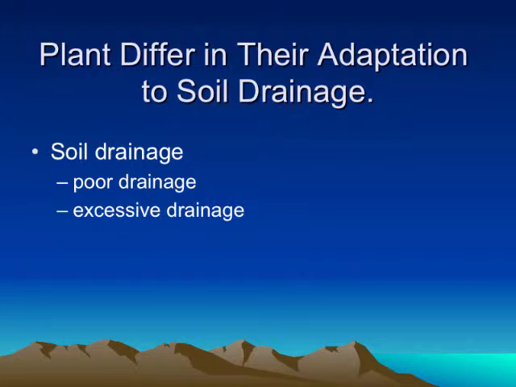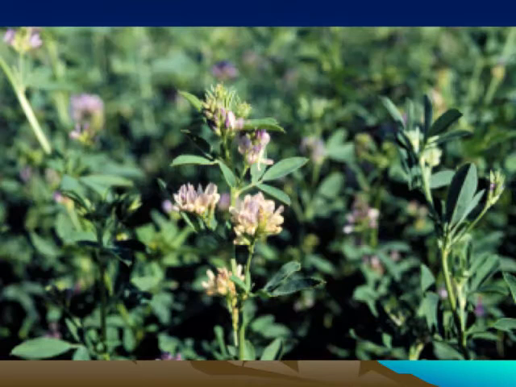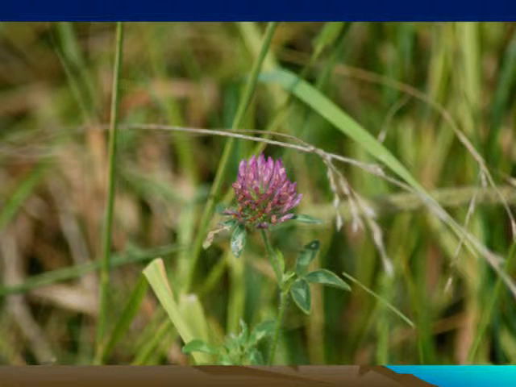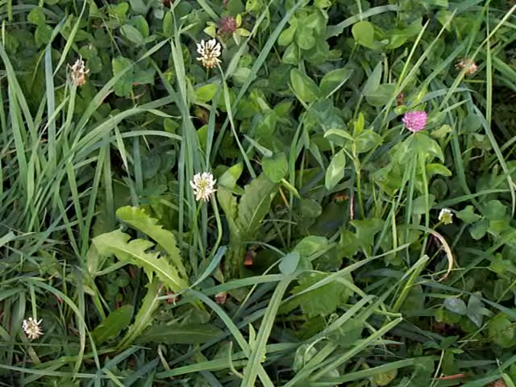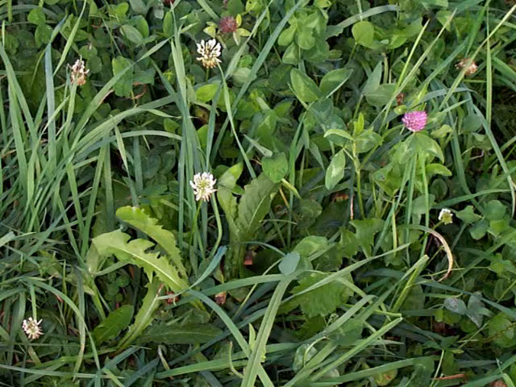So soil drainage: some plants tolerate poor drainage, some tolerate excessive drainage. Alfalfa does not tolerate poor drainage. It needs 2 feet of well-drained soil minimum to produce, but it will tolerate excessively drained soils. I've seen alfalfa roots 12 feet deep in a gravel soil. Red clover, of course, does better in poorly drained soil, and the white clover does quite nicely in a shallow soil.